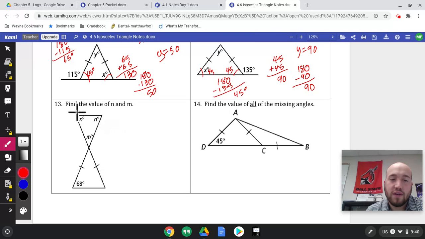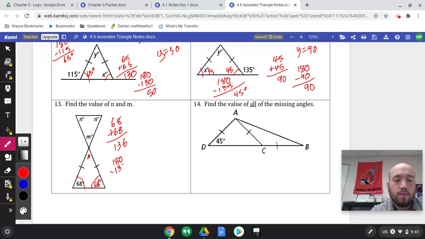We've got 2 left. On 13 here, it says find the value of n and m. So first, our 2 isosceles marks. That tells us that this angle and this angle are the same. So I can fill in a 68 degrees right there. Now, this will allow me to find this missing angle. So I can add 68 plus 68, and I'll get 136. Now, I take 180 minus the 136, and I get 44 degrees.